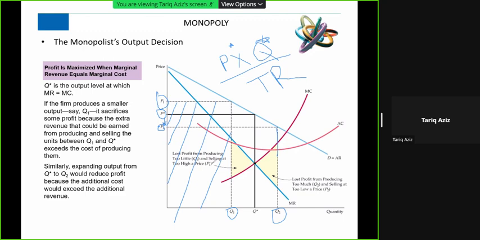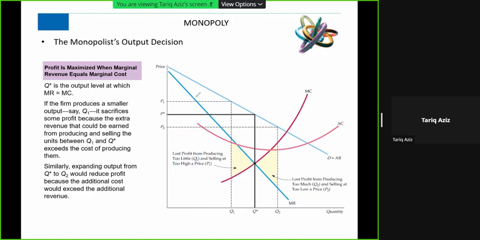so what is happening actually, if the monopolist is reducing the price, it is sacrificing some quantity. But the point where MR is equal to MC is the point where the total revenue will be maximum.